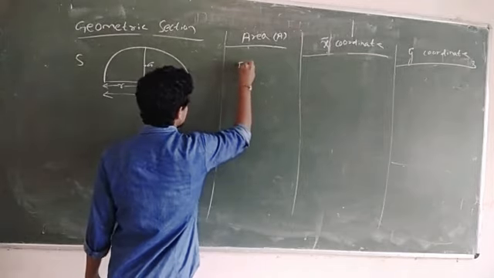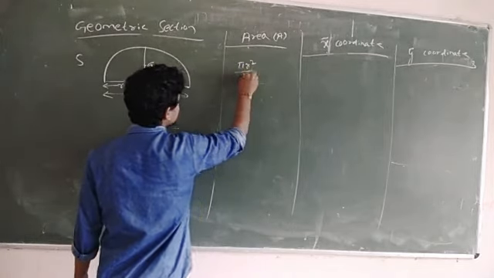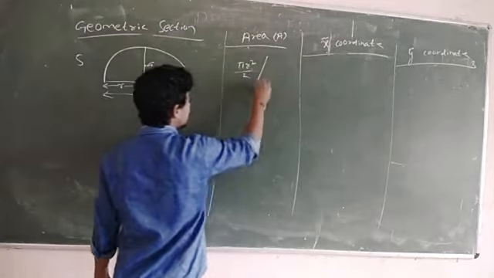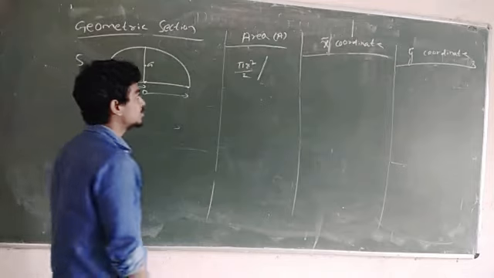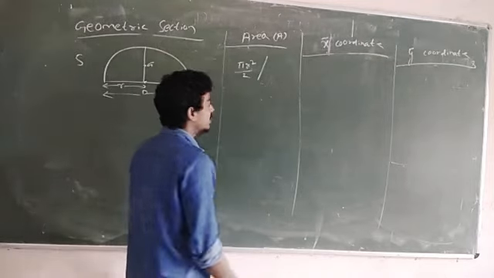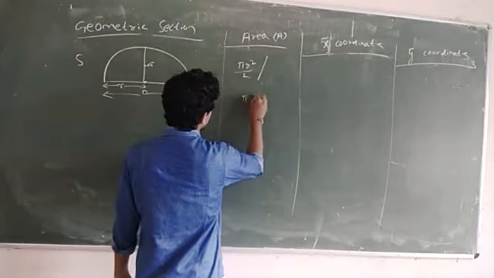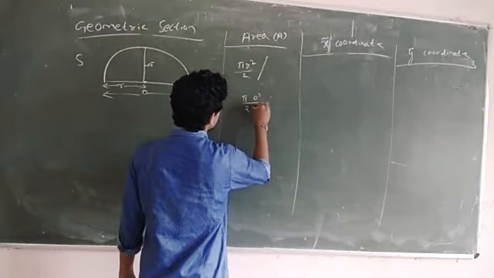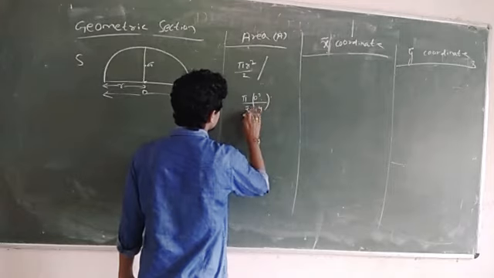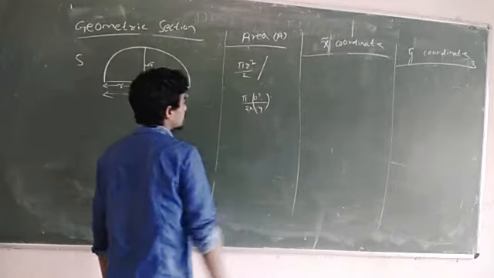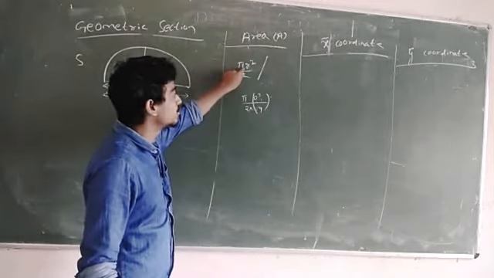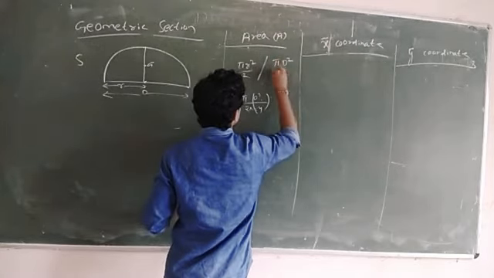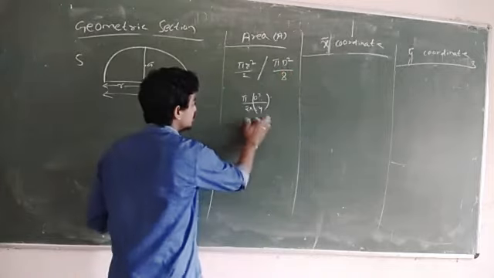The circle area is pi r square, so the semicircle will be pi r square by 2. If you want to write it in terms of diameter, just put the value of r as d by 2. Then it will be d square by 4. If I put r equal to d by 2, then this will be d square by 4. So it is coming pi d square by 8.